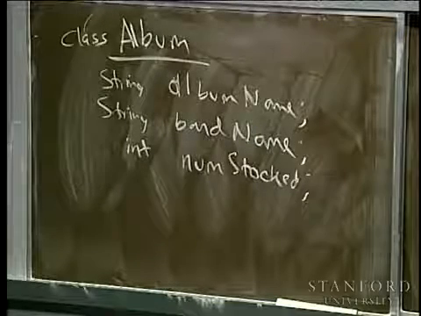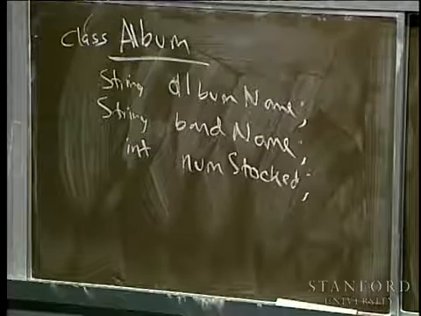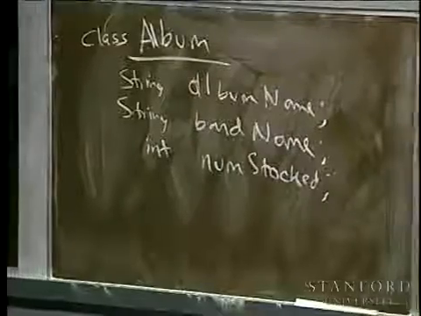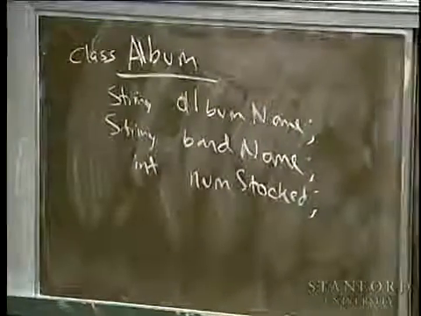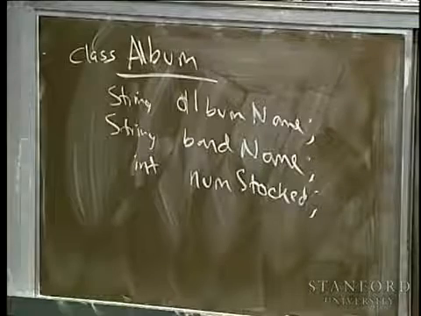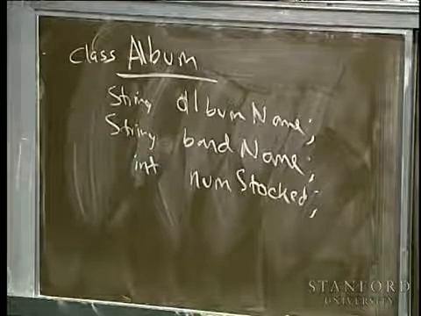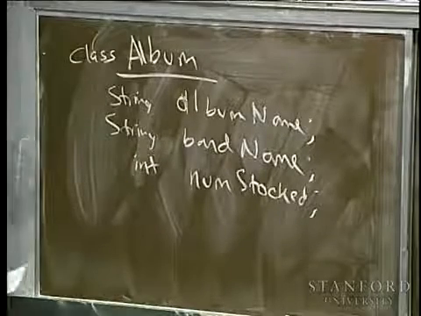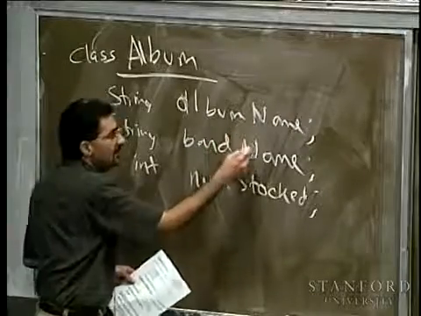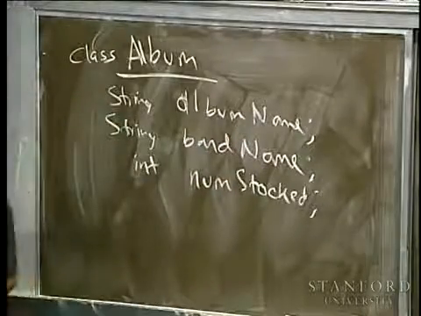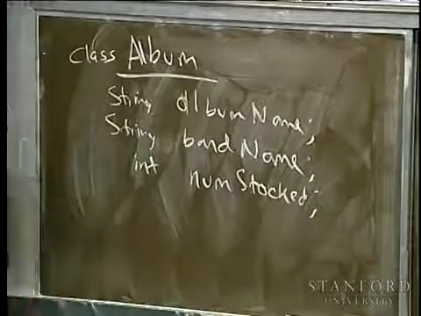Because what I want to have is modularity in terms of my data. If there's a whole bunch of data I want to manage, the first question I want to ask myself is, what's the basic element of data that I want to have? In this case, the basic element is one album. I'm going to have a bunch of albums, but the basic idea is one album. And an album is going to contain an album name, a band name, and a num stock, which are, for example, going to be private fields of that album.